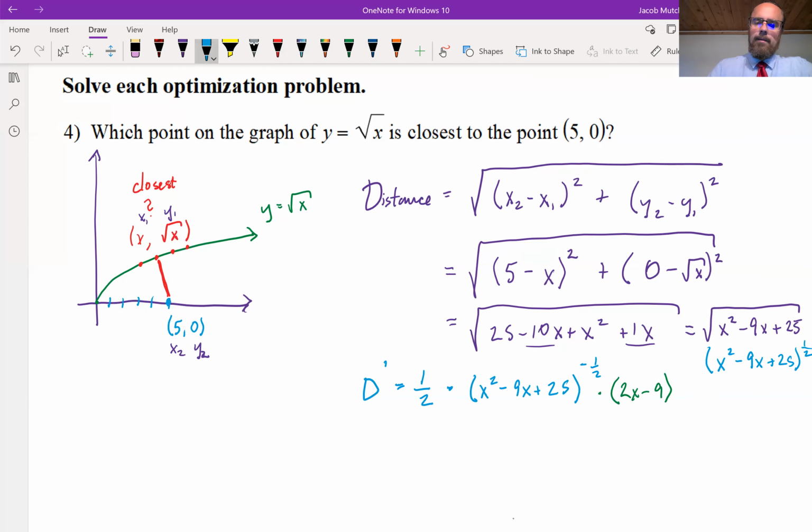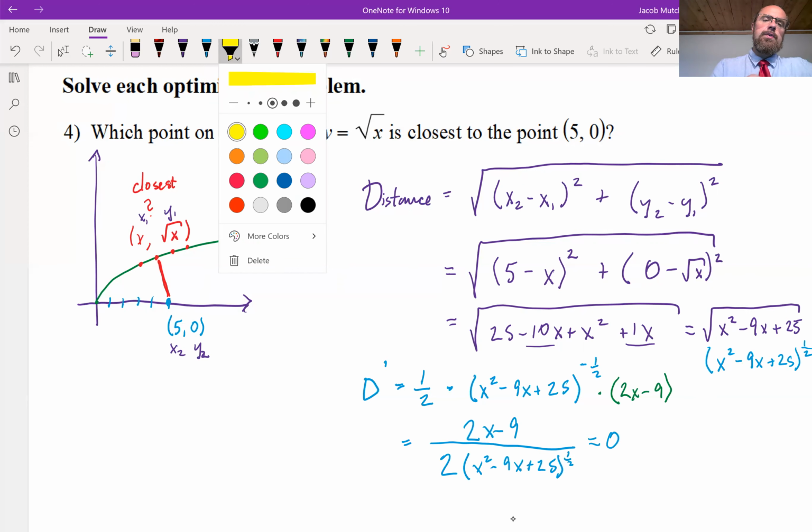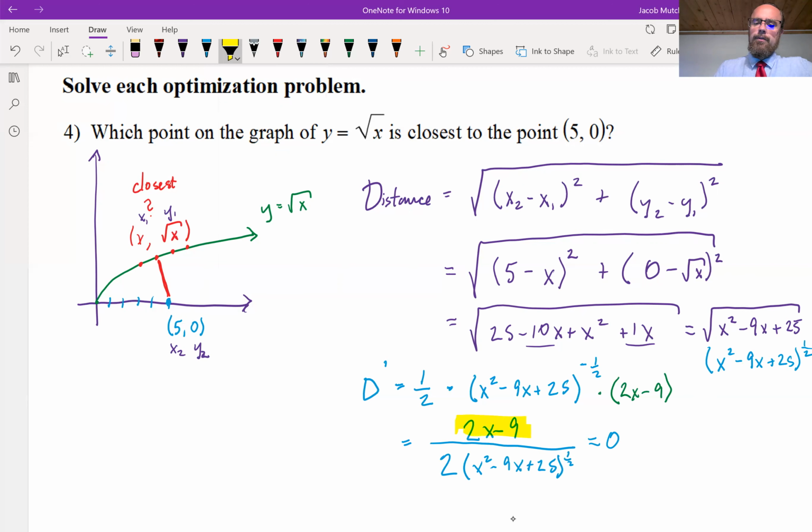So then if I clean that up and simplify, in my numerator, I'll have 2x minus 9. In the denominator, I'm going to have 2 times parentheses x squared minus 9x plus 25 to the power of positive half. Now, if I set that equal to 0, that's a rational function. And remember, with rational functions, my zeros are going to come from the numerator. So the denominator would tell me what type of x value is undefined for the function, which is informative, but I don't need that information right now. I just need to find out, where does this cross the x-axis?